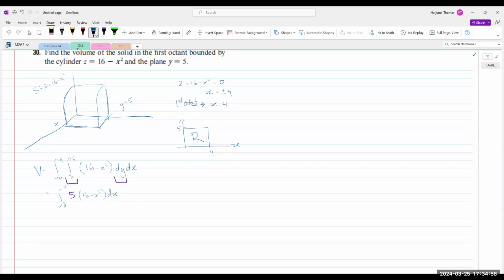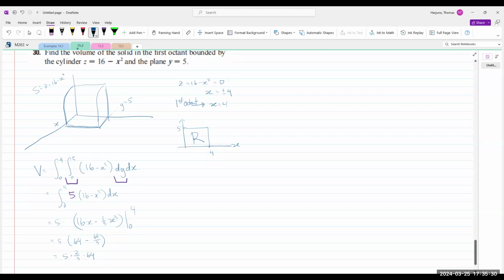Is that right? Okay, I can pull that 5 out and then now integrate. I get 16x minus 1/3 x cubed from 0 to 4. 5 times 64 minus 64 over 3 minus 0. What will that be? That's 5 times 2/3 of 64.